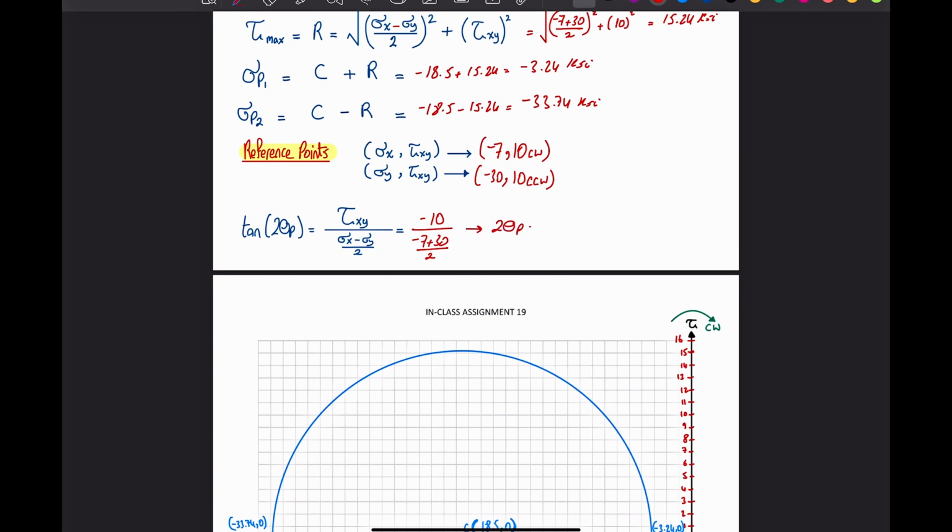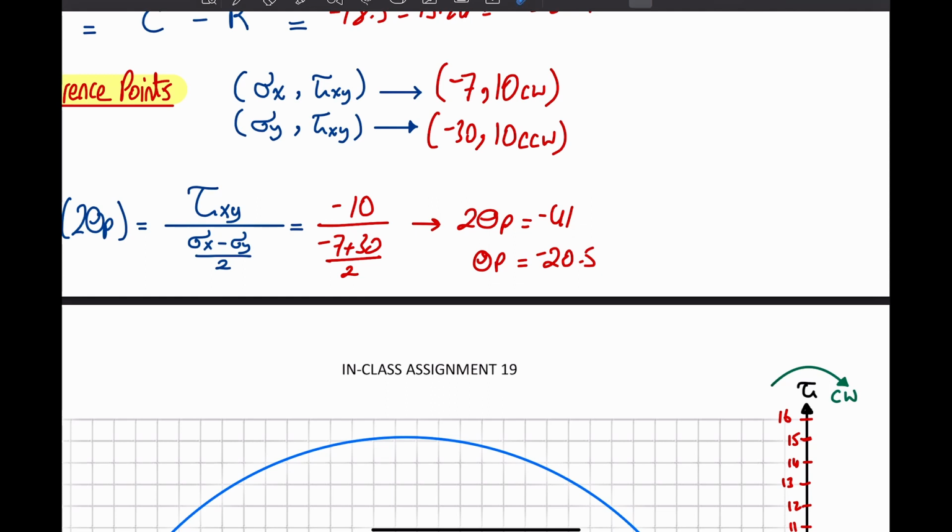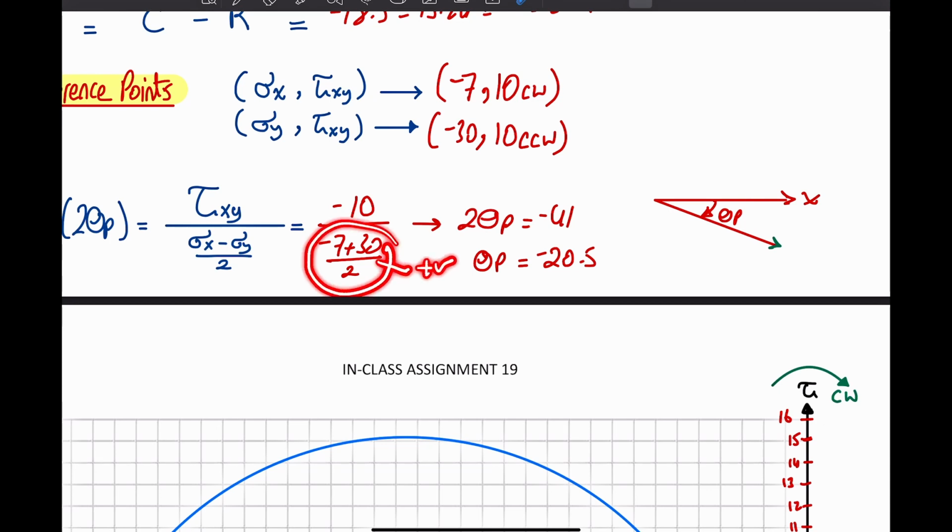You're gonna get 2 theta p is equal to negative 41, theta p is equal to negative 20.5. Two pieces of information I'm getting here. If theta p turned out to be negative, that means I'm rotating the x element in the clockwise direction, because it's negative, by theta p in xy, or 2 theta p in sigma tau, which is the Mohr circle. And the second thing, did I rotate to sigma p1 or sigma p2? So now I did rotate to this one, gonna turn out to be positive, so I'm rotating to sigma p1.